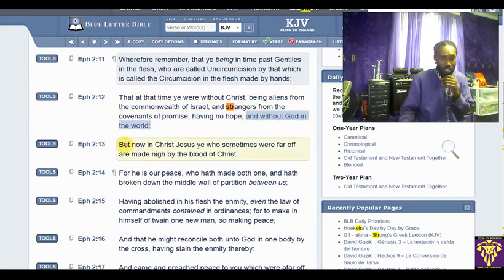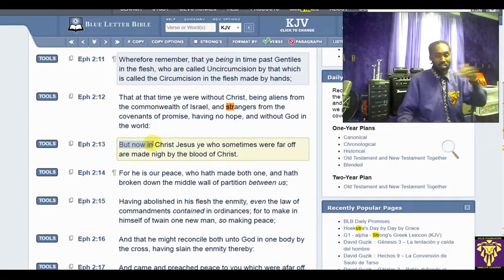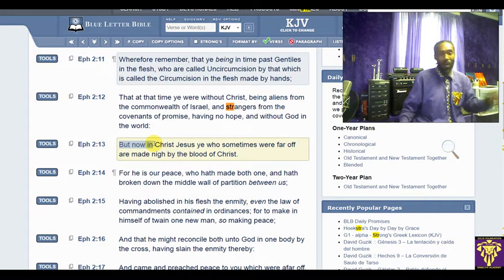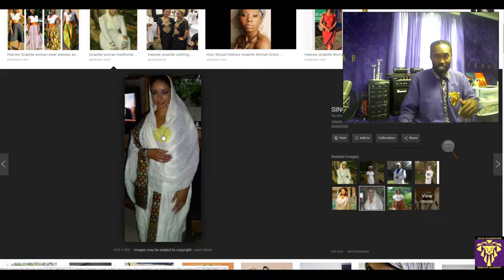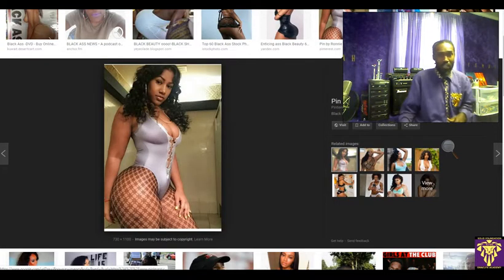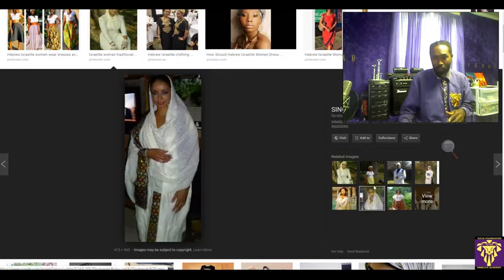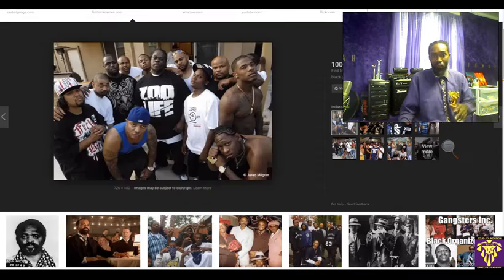Ephesians 2:13. But now, this is talking about awakened Israelite brothers and sisters that no longer do that stuff out there in the street. But now, in Christ, Yahushua, ye who sometime were far off are made near by the blood of Christ. So these brothers and sisters in the beginning, they were straight, but eventually they went far off.